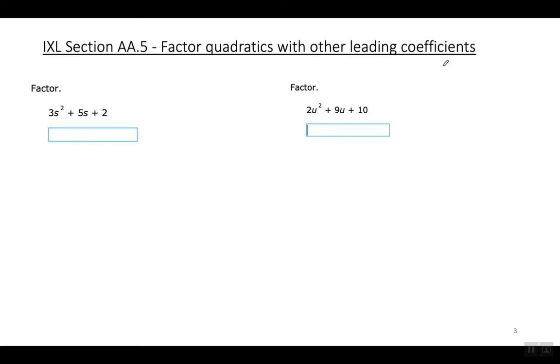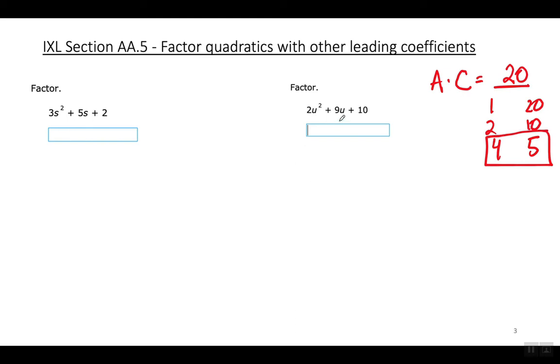Okay, so the first thing I'm going to ask myself is what's A times C? A times C is 20. So out of the factors of 20, what's the only combination that'll add up to 9? It's got to be 4 and 5. All right, so I'm going to split the middle. Now I'm going to start going a little quicker. I'm going to split the middle, so it's going to be 2u to the second power plus 4u plus 5u plus 10. Okay, now I'm going to factor by grouping.